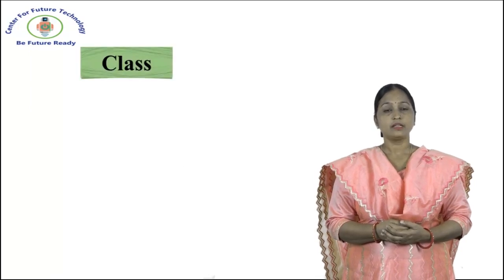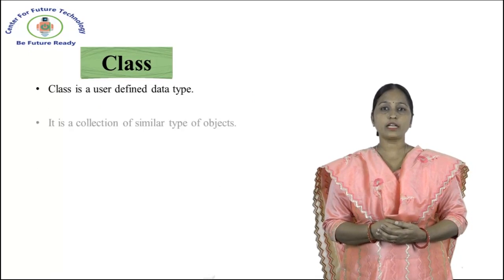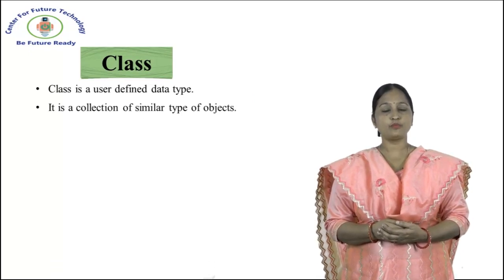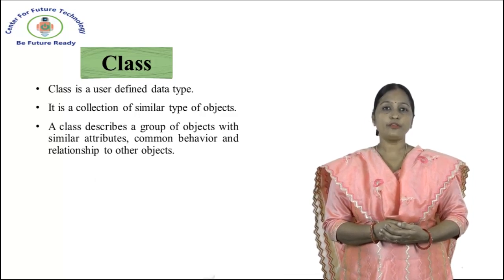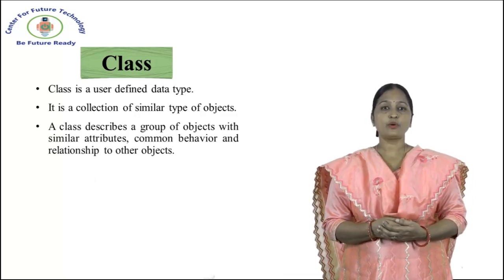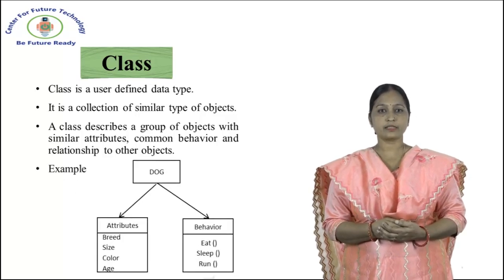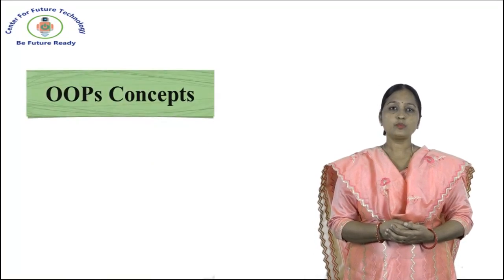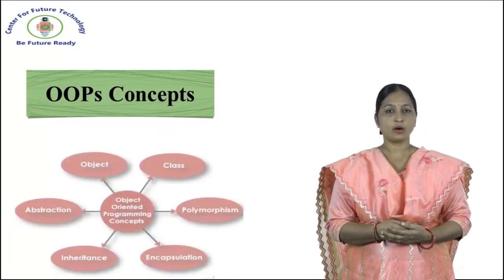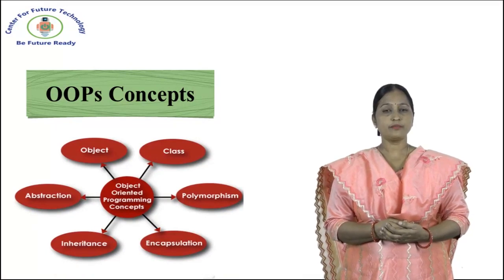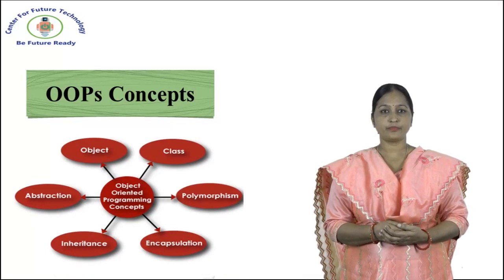Class. Class is a user-defined data type. It is a collection of similar type of objects. A class describes a group of objects with similar attributes, common behavior and relationship to other objects. Example: OOPP concept, class, object, polymorphism, abstraction, inheritance, encapsulation.